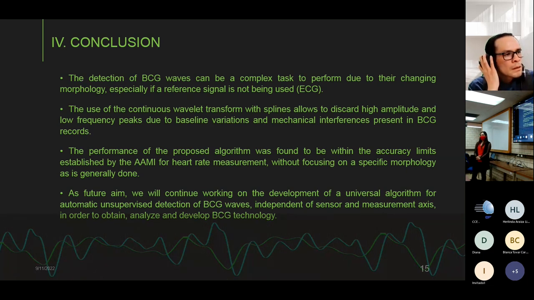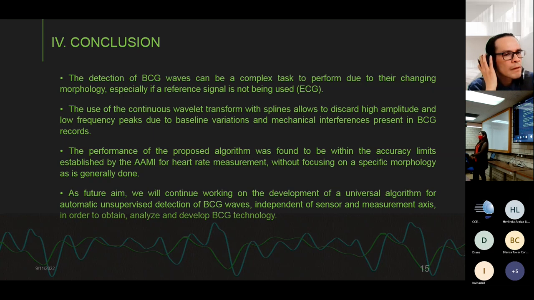The conclusions are that the detection of these J-waves can be a complex task to perform due to their change in morphology, especially if a reference signal is not being used, like the ECG. The use in this case of the continuous wavelet transform with the spline allows us to discard high amplitude and low frequency peaks due to the baseline variations and mechanical interferences that are always present in the BCG signal. The performance of the proposed algorithm was found to be within the accuracy limit established by the AAMI for the heart rate measurement, without focusing on a specific morphology as is generally done.